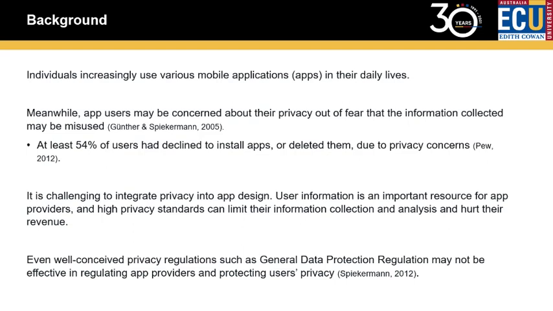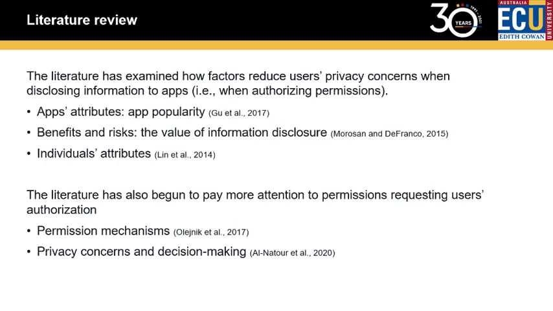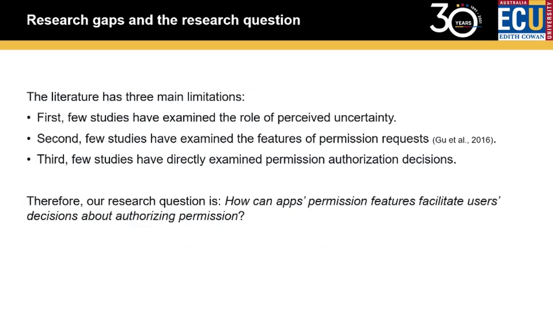In the literature, studies have examined different factors regarding how they influence people's privacy concerns, such as app attributes, such as app popularity, benefit and risk, and individual attributes. The literature has also begun to examine permission, such as permission mechanisms and privacy concerns. On the other hand, the literature has three main limitations so far.